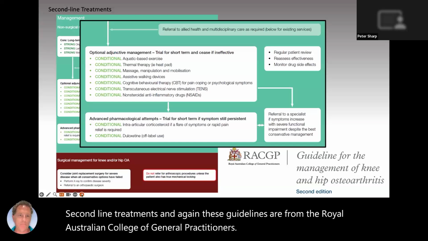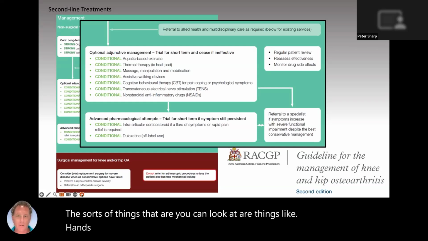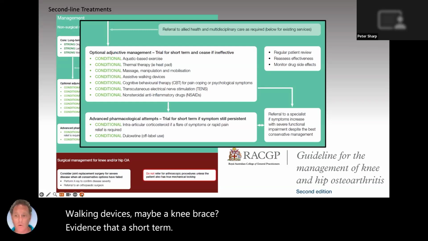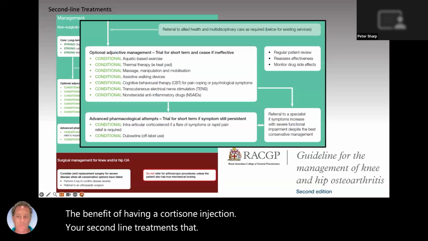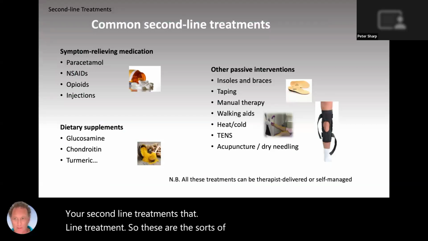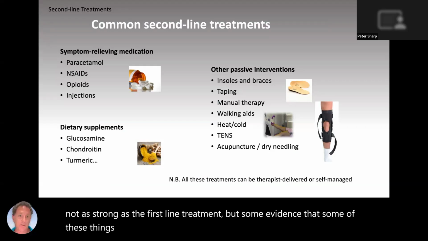So the sorts of things that you can look at are things like hands-on treatment, like massage, manipulation, maybe some walking devices, maybe a knee brace. Maybe a steroid injection. There's some evidence of a short-term benefit of having a cortisone injection. These are all second-line treatments that are reasonable after people have had a good go of the first line treatment. These are the sorts of things that have some evidence, not as strong as the first line treatment, but some evidence that some of these things may help, like a cortisone injection, maybe a brace. All right, so those are the second line treatments.